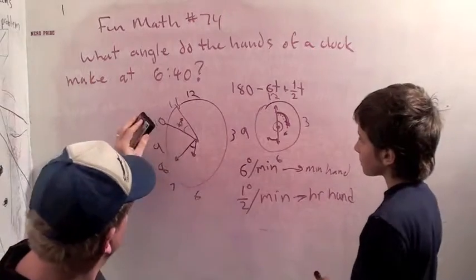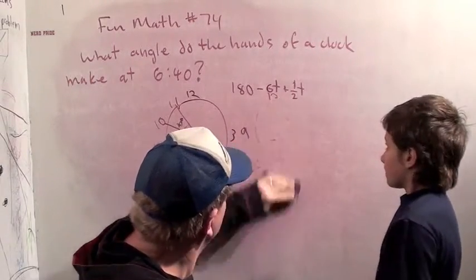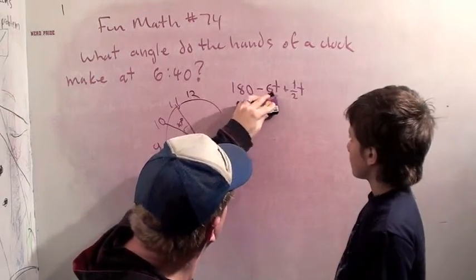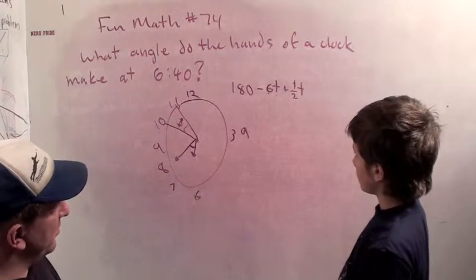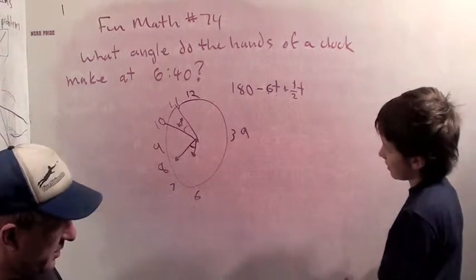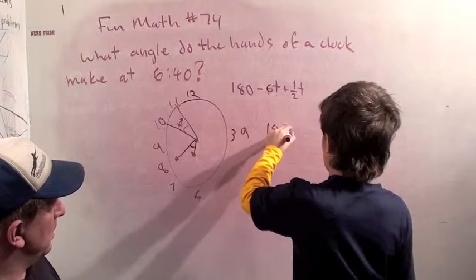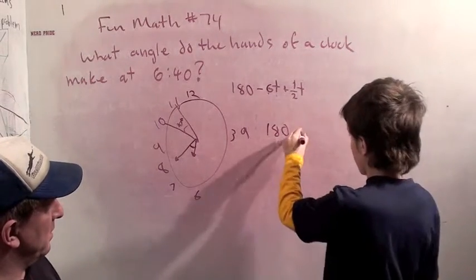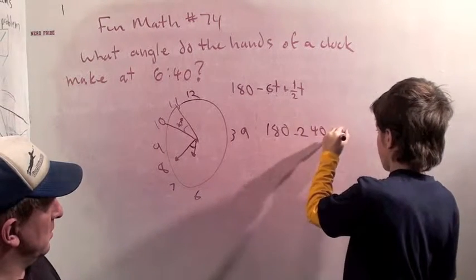Okay, great. I'll erase here, just so we can stay on the board. And so there's our equation for the angle. What time do we need to put in? T is 40 minutes. So 180 minus 6 times 40 is 240. Plus half of t is 20.